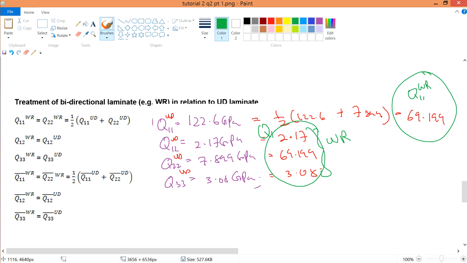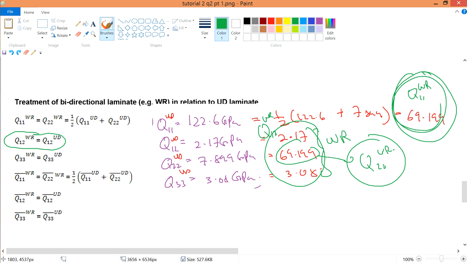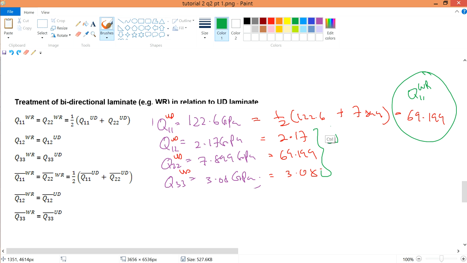This is Q12 WR, which corresponds to your Q12 UD, because Q12 WR is equal to Q12 UD. It's exactly the same thing. I didn't change anything. Same thing for here, because Q22 is equal to Q22, I should say that this value is Q22 WR. So Q22 WR is equal to your Q11 WR, which is this value. I think you need to work it out so you know what I mean. But this is the other method.